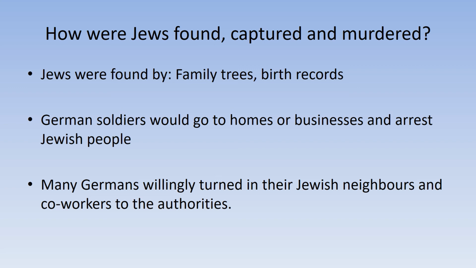But a far more common way of finding Jewish people was neighbors and friends actually turning on their other neighbors and friends. This meant that people were very willing to turn in their co-workers to the authorities in hopes of either throwing suspicion off themselves or looking favorable in the eyes of the Nazis.